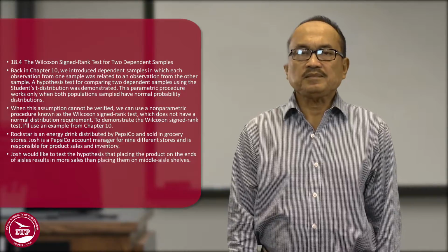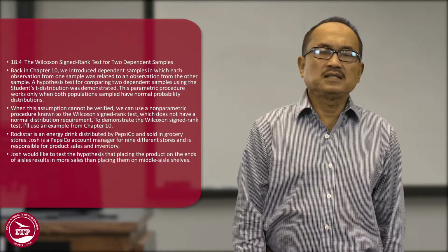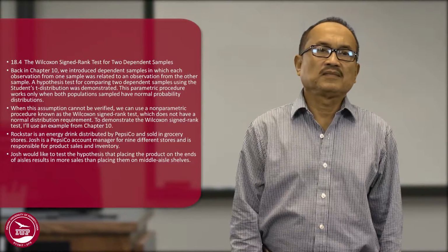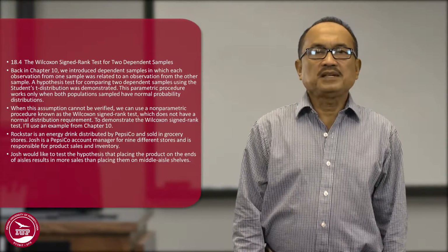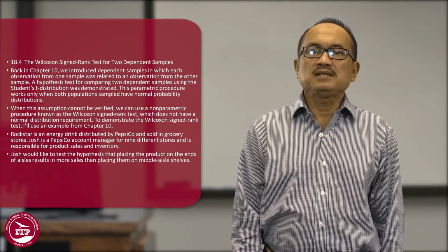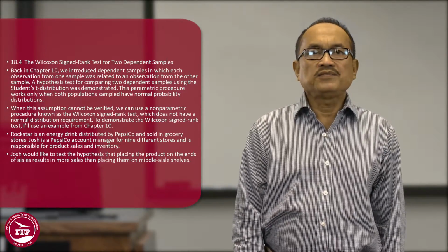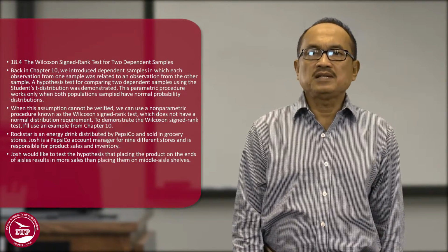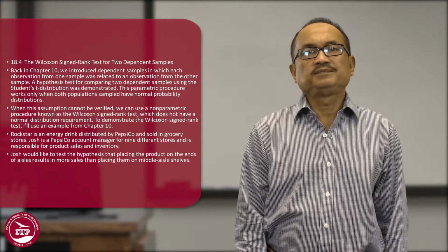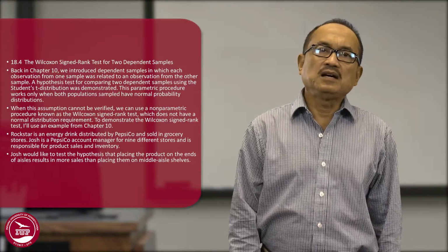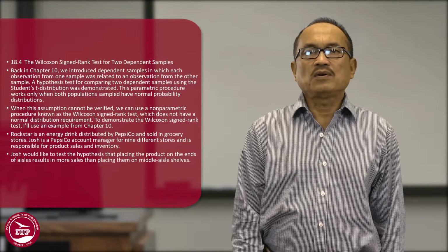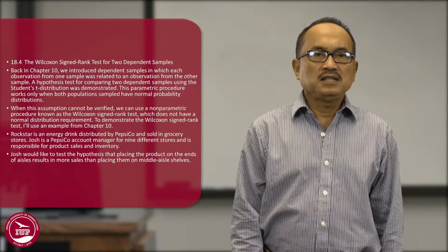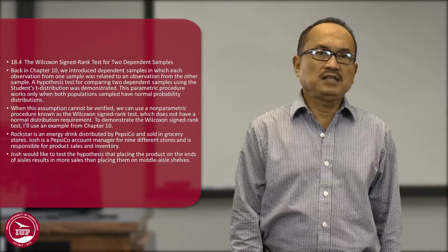18.4. The Wilcoxon sign rank test for two dependent samples. Back in Chapter 10, we introduced dependent samples in which each observation from one sample was related to an observation from the other sample. A hypothesis test for comparing two dependent samples using the student t distribution was demonstrated.